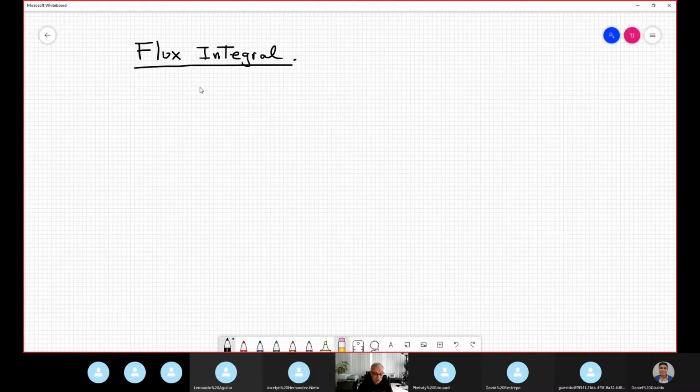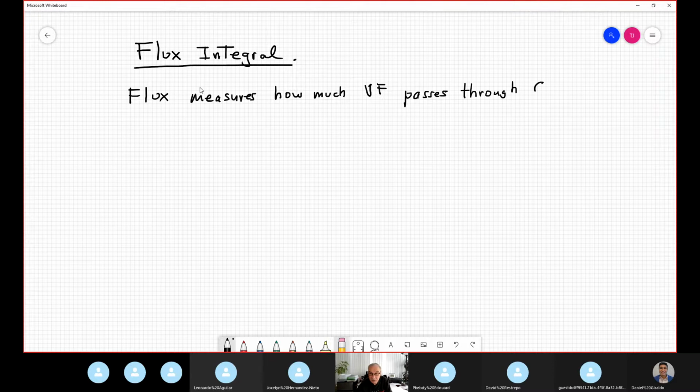What is the idea? Flux is the technical word that measures how much vector field passes through C per unit of time.